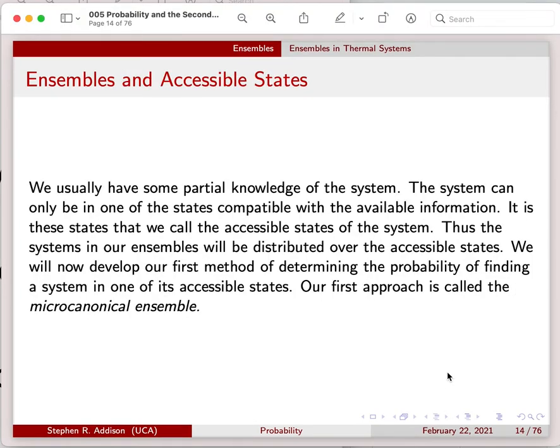So we're typically going to have some partial knowledge, and the system can only be in states that are compatible with the information that we have, and we call those the accessible states. There are states which the system can't go into because of the knowledge that we have. So we use ensembles distributed over accessible states, and we'll determine a method of finding the probability that a system is in one of the states, and we'll use what we call the microcanonical ensemble.